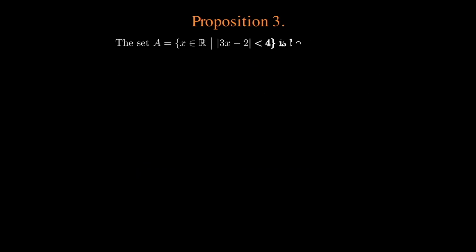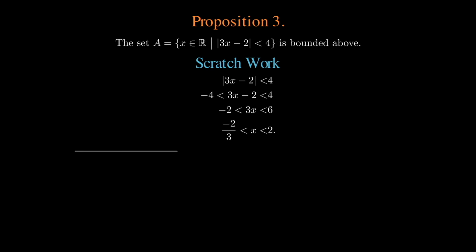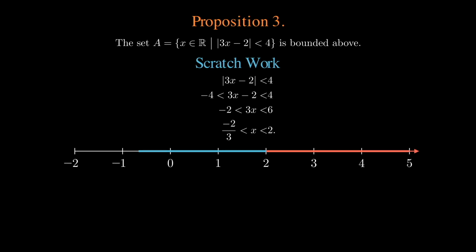Next, we'll look at a more complicated set, the set A of real numbers x such that the absolute value of 3x minus 2 is less than 4. Before we start, we'll do a bit of scratch work using the absolute value and inequality. After a little algebra, we see that the absolute value of 3x minus 2 being less than 4 corresponds to the open interval from -2/3 to 2, which, by looking at a number line, clearly shows that 2 and anything greater than 2 will be an upper bound, since those values are greater than the interval.